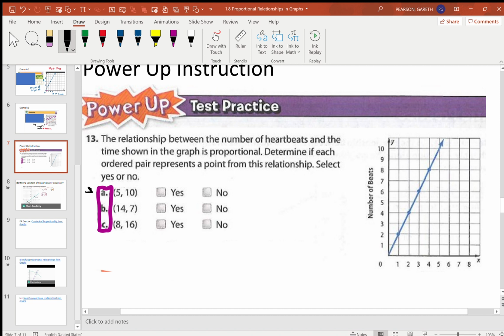For the first one, A, it says 5, 10, so I'm going to go 1, 2, 3, 4, 5 on the bottom. Then I'm going to go up 10. Boom. All right, that looks about right. And no, let's skip this.